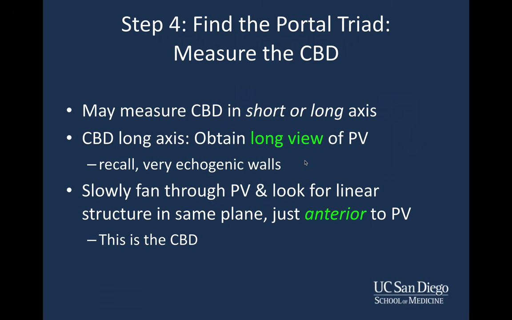Once I found a good long axis view of the portal vein, I will sweep through the area, I will hit freeze on my ultrasound system, and then pretty much every ultrasound system that you're going to have in this day and age is going to have a function called cine, where you can hit freeze and then you can use a trackball or the trackpad to go back frame by frame through the image and look for that common bile duct that is going to be a linear structure in the same plane and just anterior to the portal vein. And when you find that structure, that is the common bile duct.